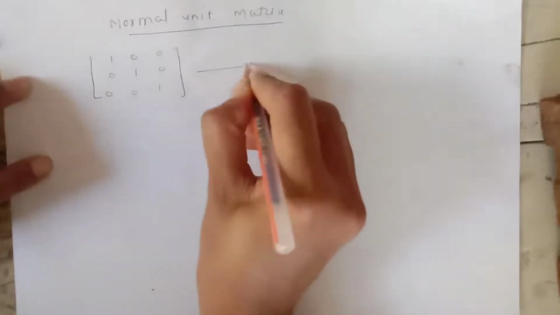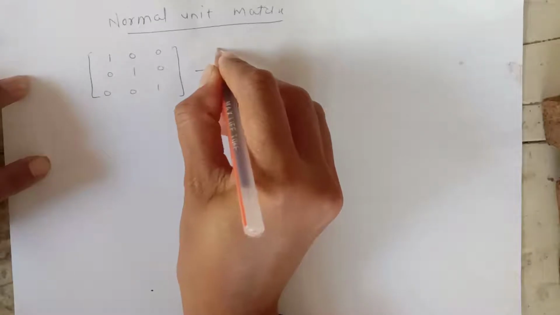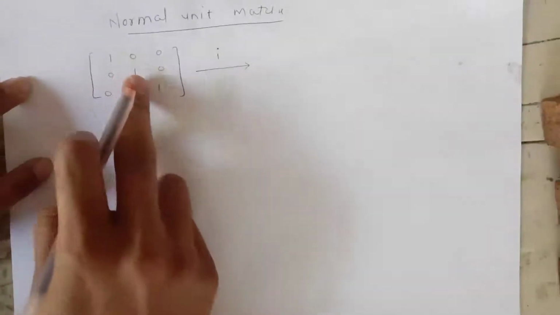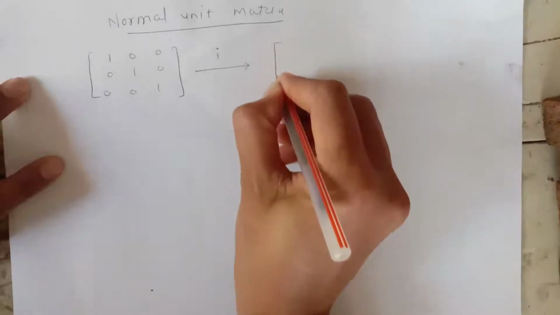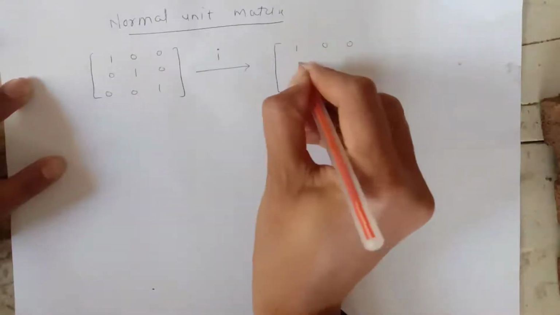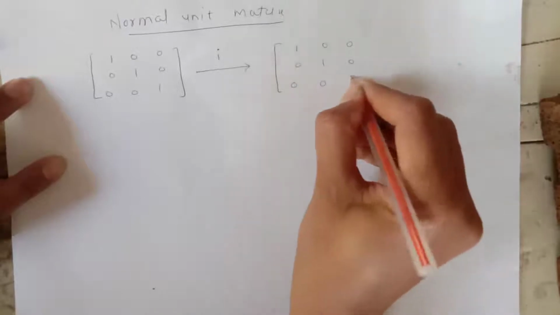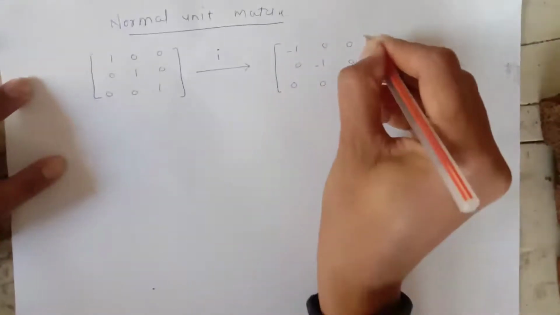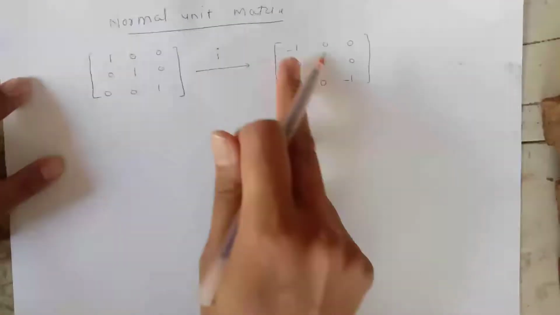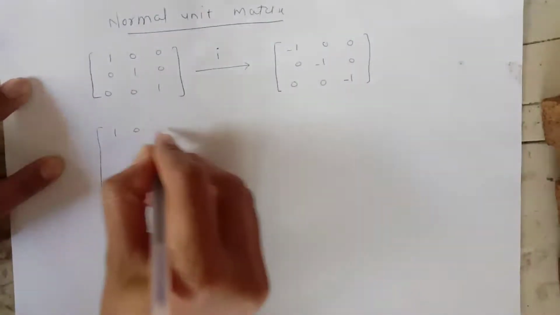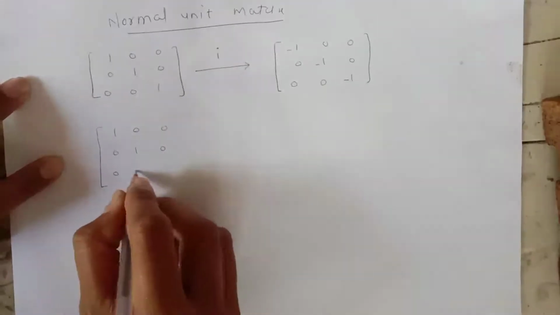This is a matrix. When you perform the inversion, a symmetry operation, at that time what happened? The diagonal elements are 1, but when you perform the inversion symmetry operation on that matrix, all 1 goes to negative. So see here minus 1 minus 1 minus 1. That means all the 1 is positive in this, but when you perform the inversion all diagonal elements get negative. Then again 1 0 0 0 1 0 0 0 1.